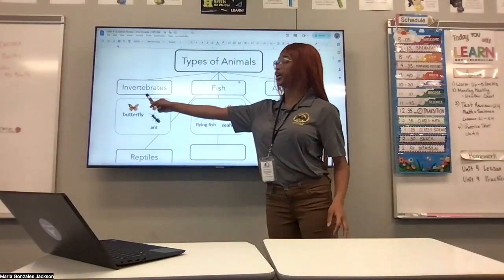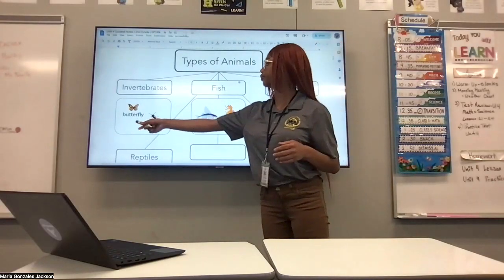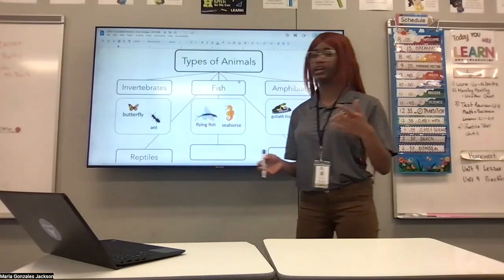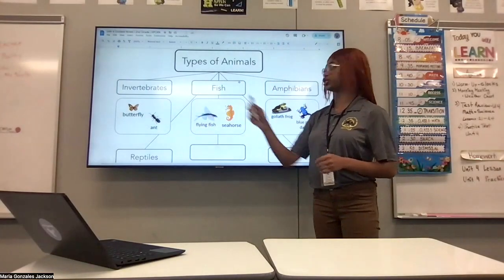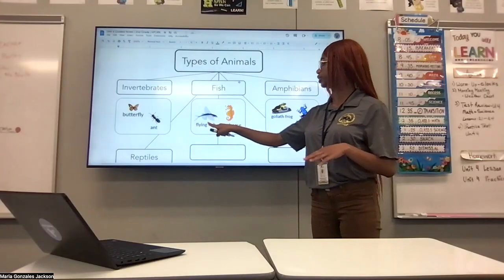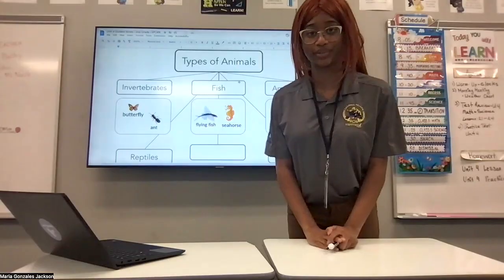So now let's look at the type of animals. There are invertebrates right here, which are sort of like insects. They don't have a backbone. So those would be butterflies and ants for different examples. See if you can come up with any other invertebrates or insects. Next, we have fish. Fish have scales, sort of like these. They are flying fish and a seahorse. Those are examples of some fish you might see.